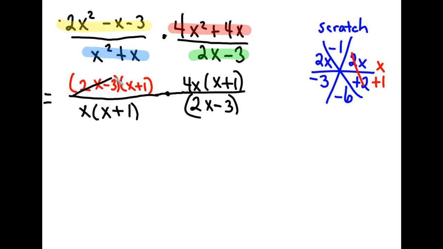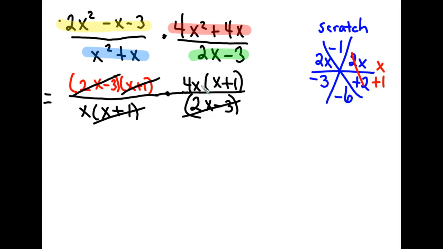Starting from the left, I have a 2x minus 3 on top. Now I need to look on the bottom, and there is a 2x minus 3 that I can reduce. I can only reduce if there's a number on top that's the same as a number on the bottom. Here I have an x plus 1, and there's 1 on the bottom, so I can get rid of it.